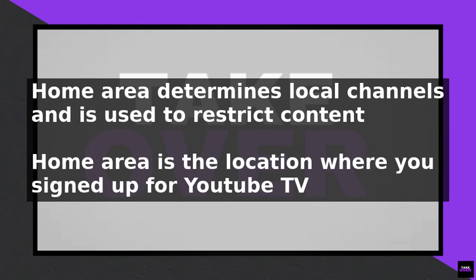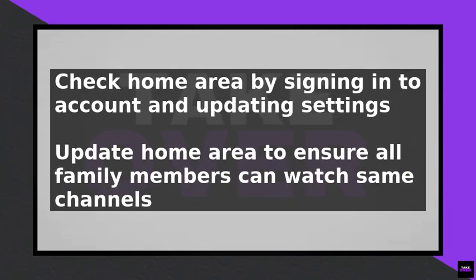Next, you need to make sure that all family members are located within the home area. To do this, you need to have each family member sign in to their own YouTube TV account and update their home area to match the primary account. This will ensure that all family members can watch the same channels and content.